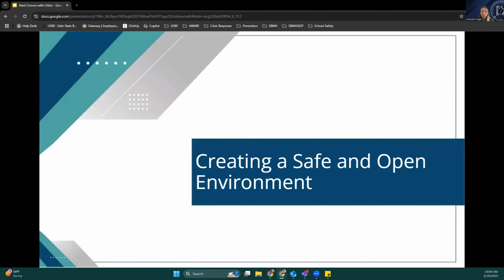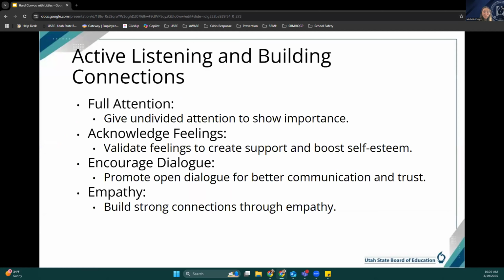Another thing you really want to do when talking to kiddos is creating a safe and open environment. That includes active listening, which involves giving your full attention and showing that their words are important. You want to acknowledge and validate their feelings and create a supportive environment that fosters self-esteem. Encourage open dialogue, and promoting empathy helps children express themselves freely, build strong connections, and enhance communication and trust.